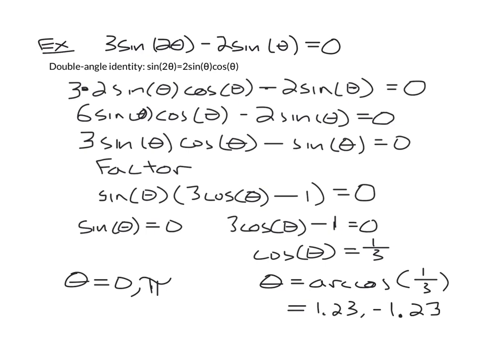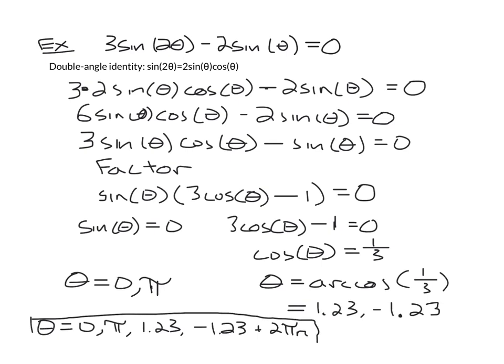Okay, so those are our 4 angles on the unit circle that satisfy this. Finally, just put it all in one place. It doesn't matter if you put them in order. It's 0, pi, 1.23, comma, negative 1.23, and then plus 2 pi n. So those, or any angle that is coterminal to those 4, are a solution to this equation.